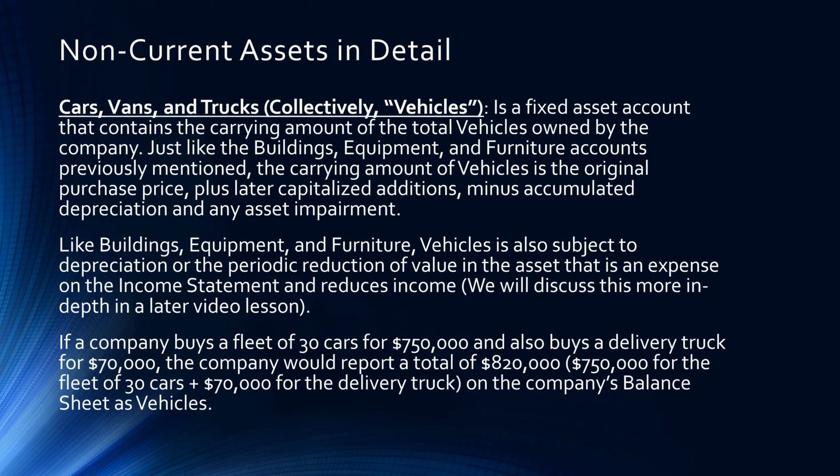For example, if a company buys a fleet of 30 cars for $750,000 and also buys a delivery truck for $70,000, the company will report a total of $820,000, which is the $750,000 for the fleet of 30 cars plus the $70,000 for the delivery truck. And that $820,000 will be reported on the company's balance sheet as vehicles.